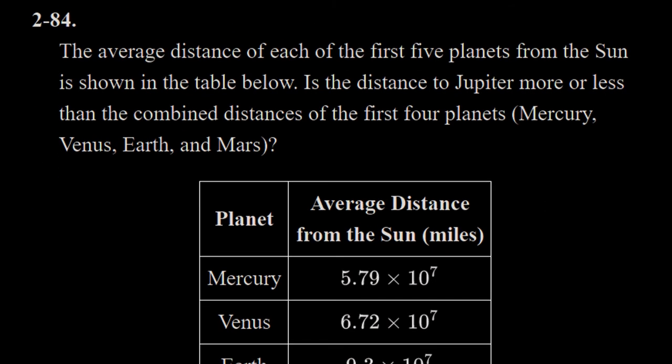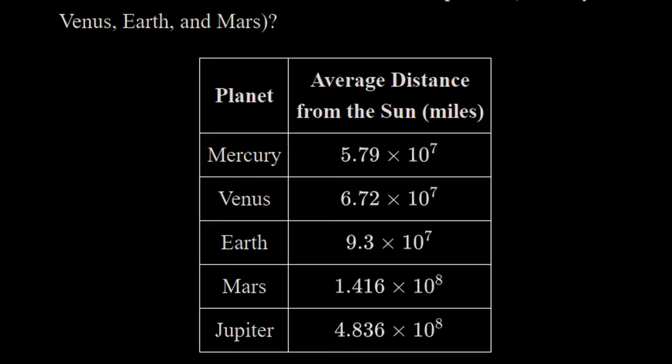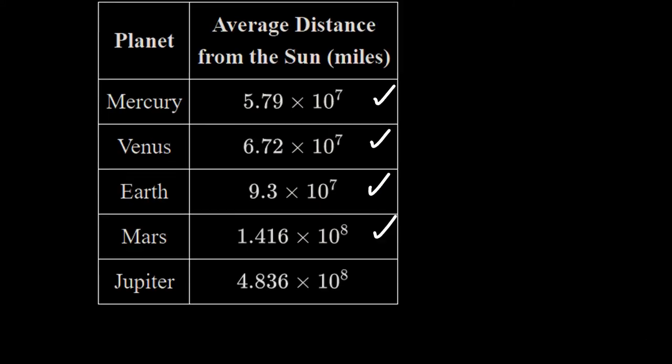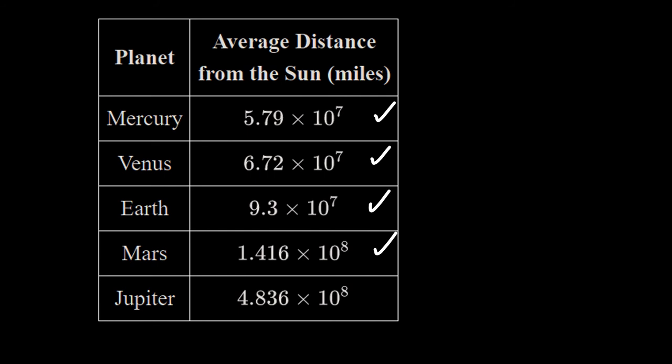It says the average distance of each of the first five planets from the Sun is shown in the table below. Is the distance to Jupiter more or less than the combined distances of the first 4 planets: Mercury, Venus, Earth, and Mars? So what they're asking here is, if I was to add up this number and this number and Earth and Mars, is that greater than this number? Is it greater than Jupiter? Is Jupiter bigger than those?